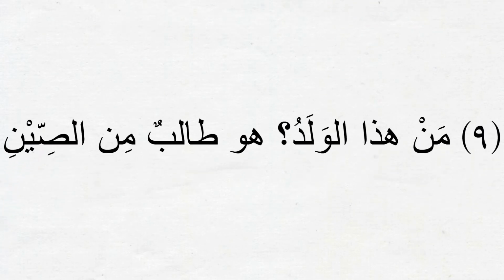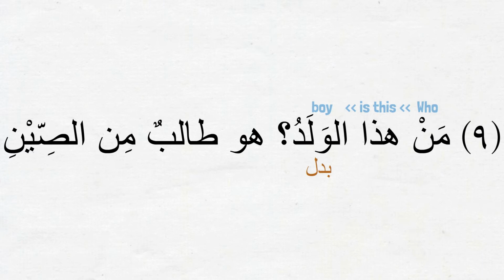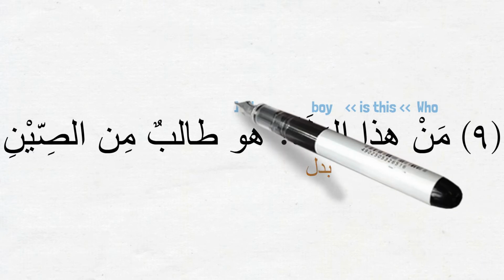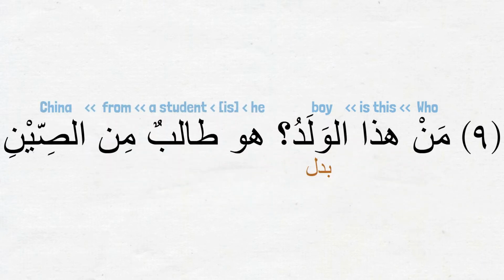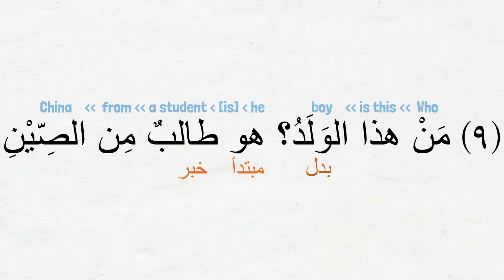Sentence number 9. من هذا الولد؟ هو طبيب من الصين. What would be the translation of these sentences? من هذا الولد means who is this boy? Here الولد is coming as badal for هذا. And هو طالب من الصين means he's a student from China. The ضمير هو is the مبتدأ and طالب is the خبر and من الصين is جار مجرور here.